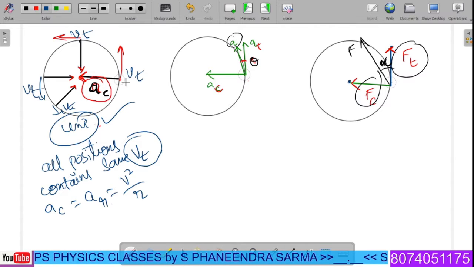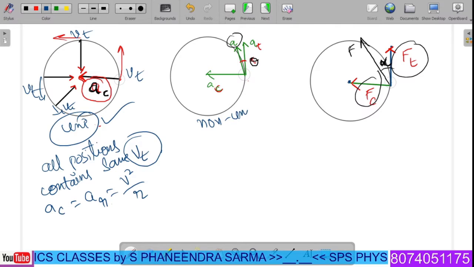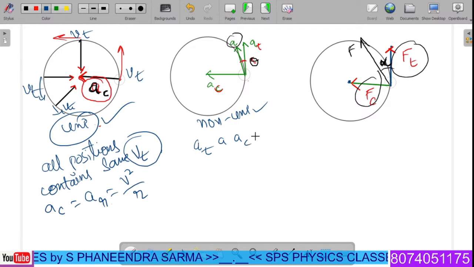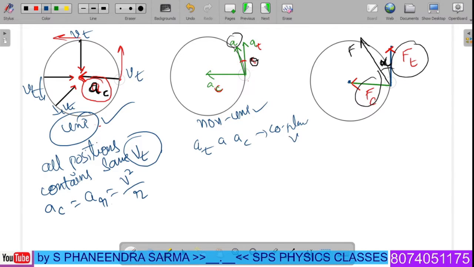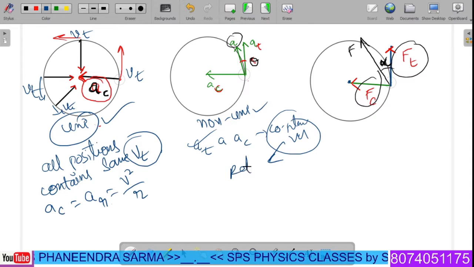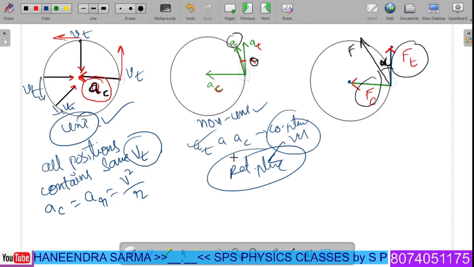Come to the second situation. Suppose the velocity changes at that point within a fraction of a second, then it is called an accelerated object. During the acceleration process, what happened? Uniform becomes non-uniform circular motion. In non-uniform circular motion, tangential acceleration, centripetal acceleration and net acceleration, these three exist in the same plane. A_T, A, A_C are all called coplanar vectors. The plane of the vectors is nothing but the rotational plane only. Where the object is rotating, in that plane only these three vectors are there.